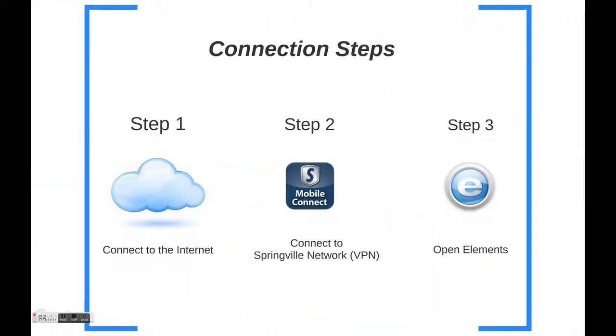So here are the connection steps. One, make sure you're connected to the internet. Like I said, a lot of you have cell-based devices, and that's nice. You'll always be connected to the internet. If not, you need to establish that Wi-Fi connection just so you are connected to the internet. Step 2 is use the SonicWall mobile client to drill into springville.org so that you can function within the Springville network. And then third would be to open the Elements Asset Management, and off you go.